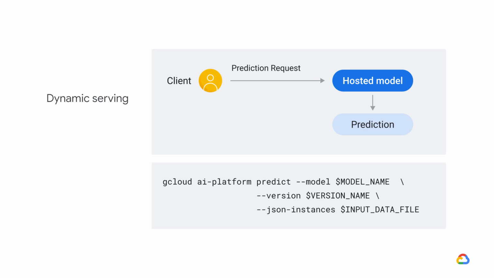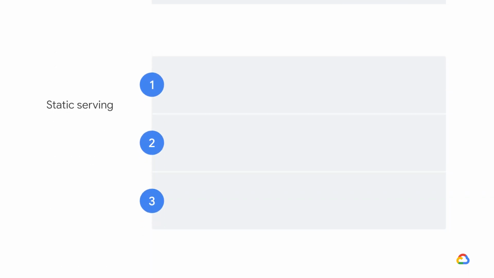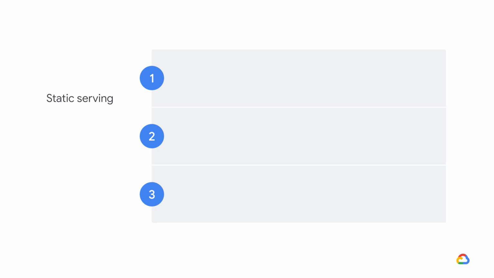You might not have realized it, but dynamic serving is what we have learned so far. Think back to the architecture of the systems we've used to make predictions. A model that lived in AI platform was sent one or more instances and returned predictions for each. If you want to build a static serving system, you need to make 3 design changes.